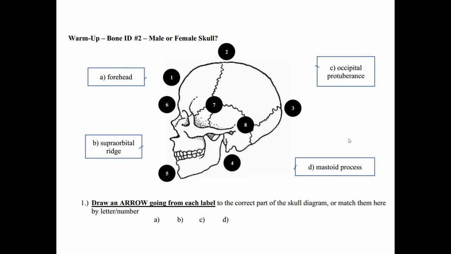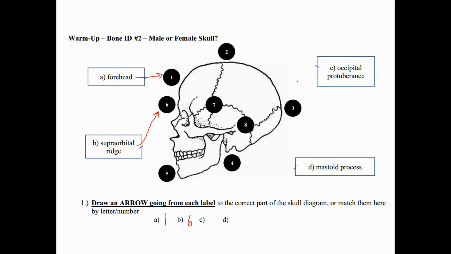Okay, so first up, we want to figure out which parts of the skull have these funny little names. First up, the forehead. Forehead is right here. The forehead would be number 1. A would be the forehead. Not 6, that's actually something else. The 6 is the brow ridge. On males, kind of where the eyebrows are, there is a bit of a ridge there, and that's called the brow ridge, or the supraorbital, meaning above the orbit of the eye ridge. So B would be 6.